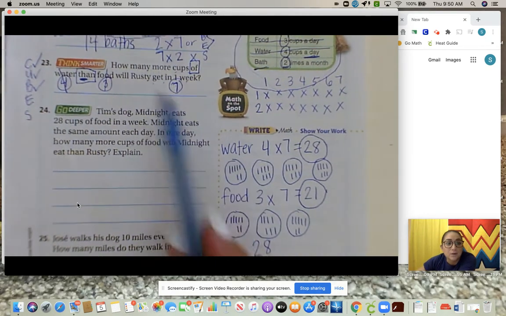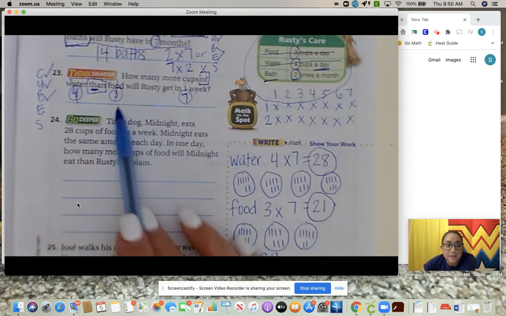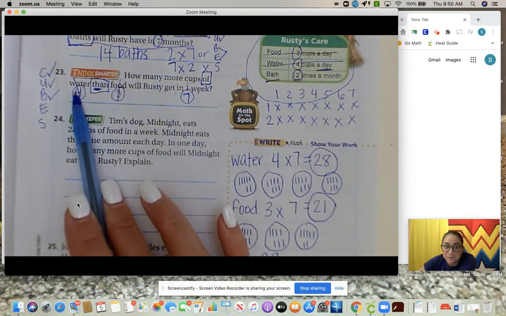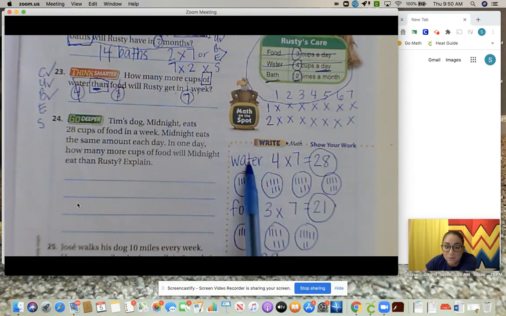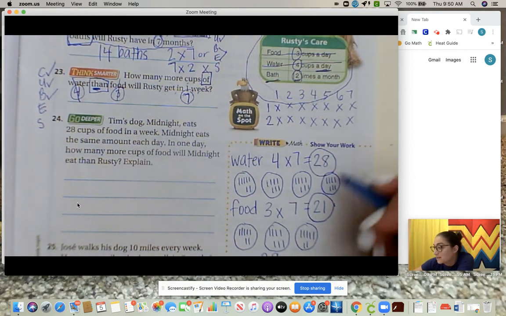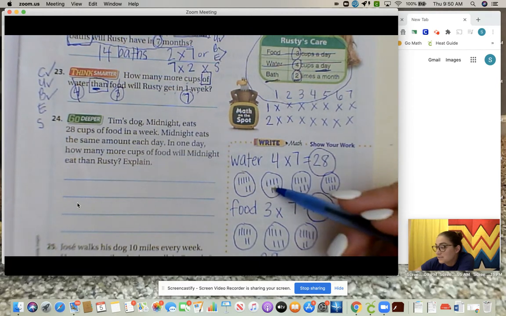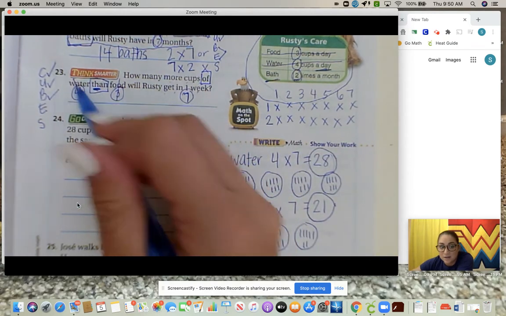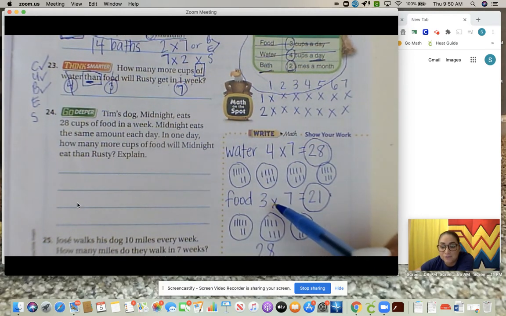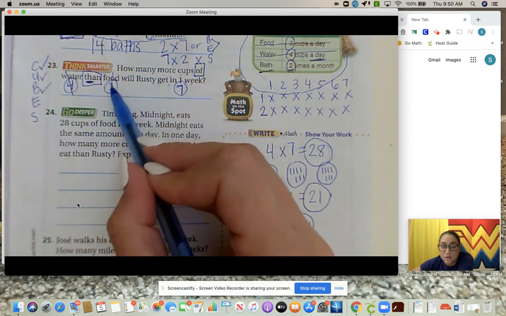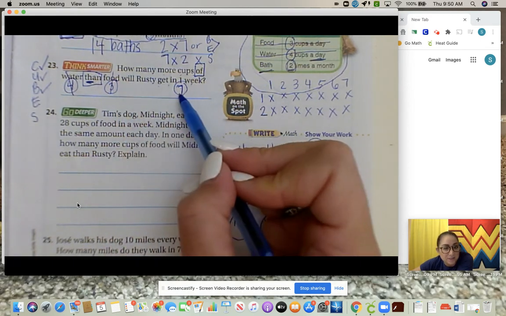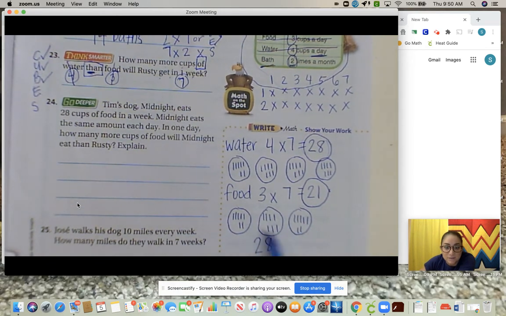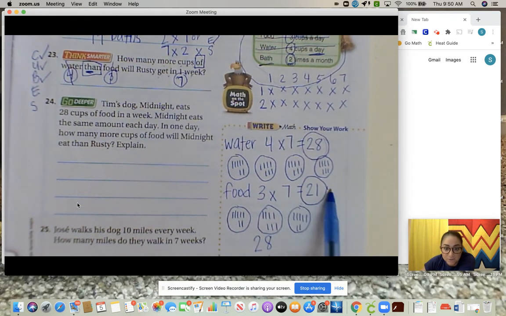So we need to figure out how many cups of water Rusty gets in 1 week. So we are going to multiply 4 times 7 to figure out water in 1 week. I drew 4 groups, 7 in each. You count it up, you get 28. So then I crossed it off. Now we need to figure out how much food he gets in 1 week. Well, he gets 3 cups a day. There's 7 days in a week. So we're going to do 3 times 7. We draw 3 circles, 7 in each. We count it up and we get 21.